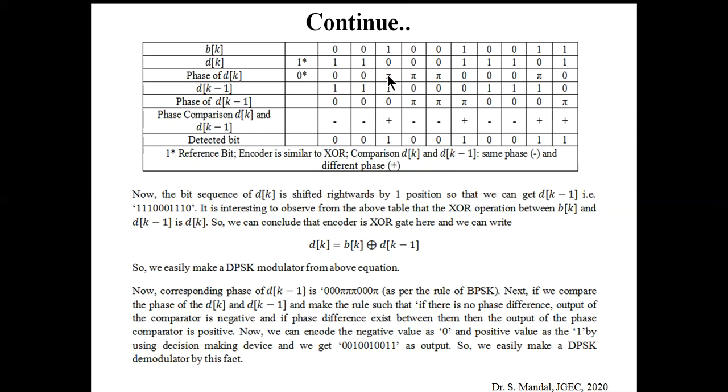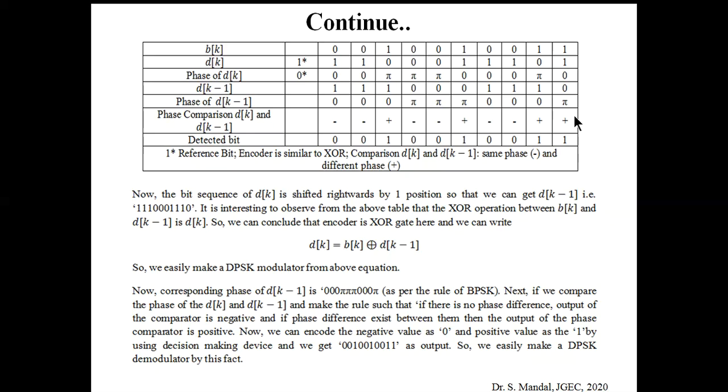Here you can see that the phase of dk is pi, whereas the phase of dk minus 1 is 0. So there is a phase difference, so we will consider it as positive. You can see here in both cases of dk and dk minus 1, the phase is pi, so obviously there is no phase difference, so we will consider it as negative. Like this, if we follow the same rule, we will get negative negative positive negative negative positive negative negative positive positive, like this.